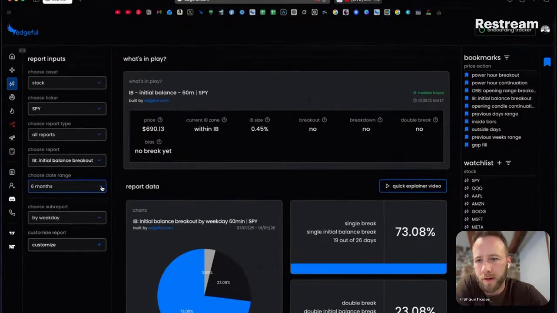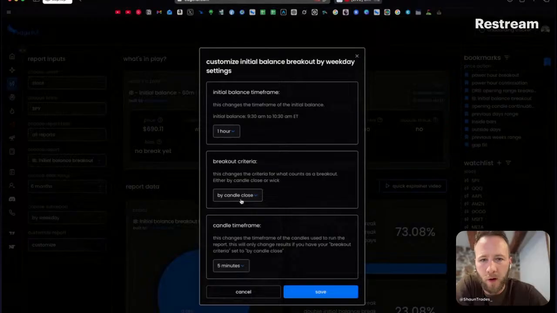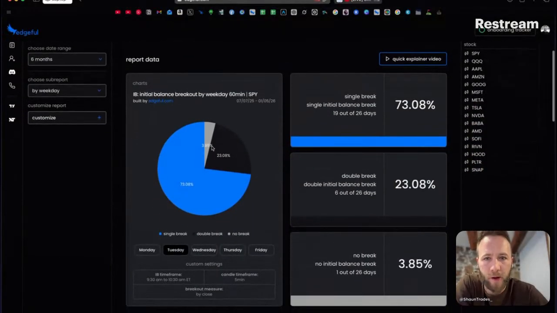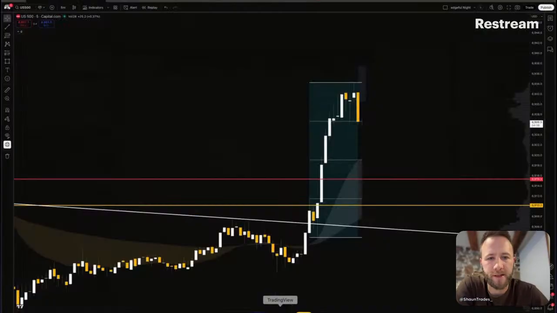So we've got the last 6 months and we've got the customized report on candle close. And you can see actually it's added the fact that there's been no break before. What that means is if a candle was closed up here before, it means it's pushed back down below, for example. And of course, subsequently, not broken the initial balance breakout, which is the first hour of trading.